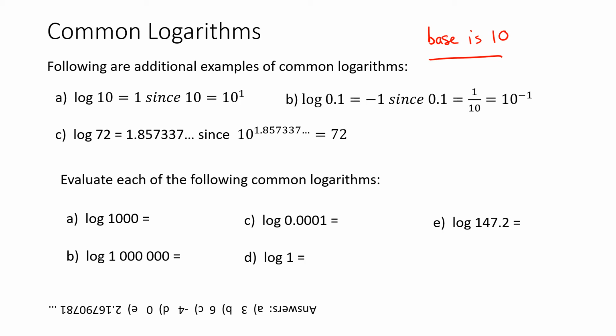So we'll start with A here. Log of 10, that's equal to 1, because again, you're finding the exponent. Remember, the base here is 10, so 10 to the exponent 1 would give you 10.